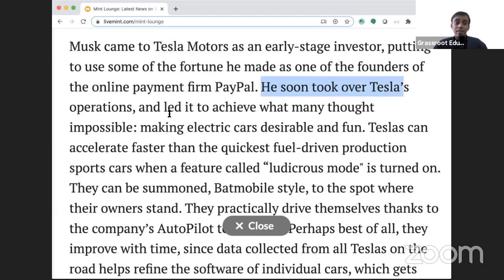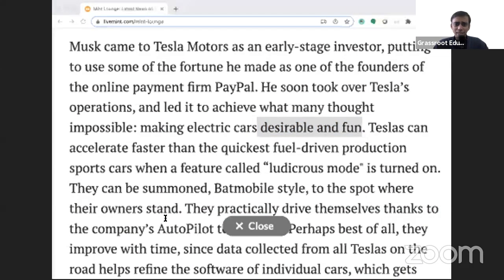He soon took over Tesla's operations. So then he became involved in the company and led it to achieve what many thought impossible: making electric cars desirable and fun. So making electric cars both. People think it's fun but not desirable, as in it's not fuel efficient and it's expensive and all that. So he wanted to get both into the picture.